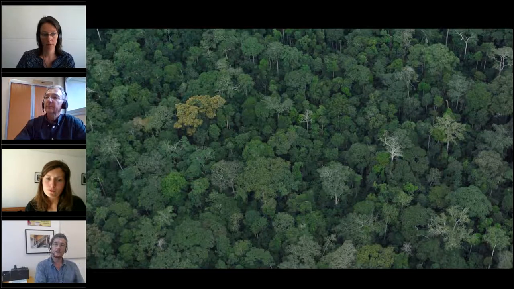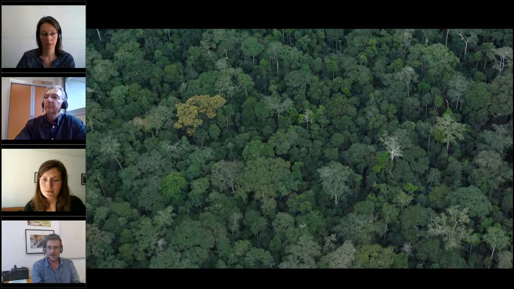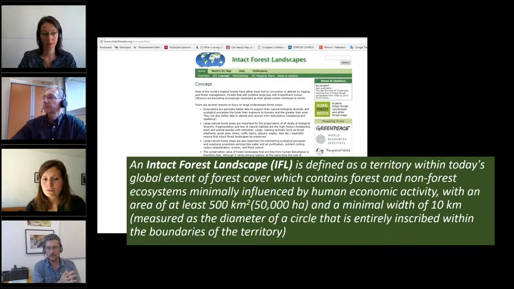What you see here on the screen now is an intact forest landscape. And this is an ecologist speaking. Intact forest landscape is something new on the map. Well, new. It's a concept that was coined in 2008, 10 years ago, by academics working on understanding what's going on in the forest. They defined an intact forest landscape as an area. It's very precisely defined. You can find information about that on Google.